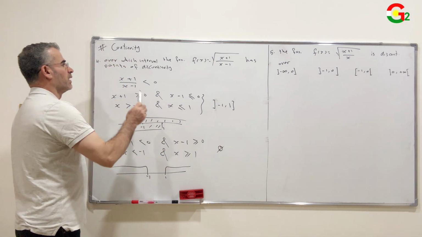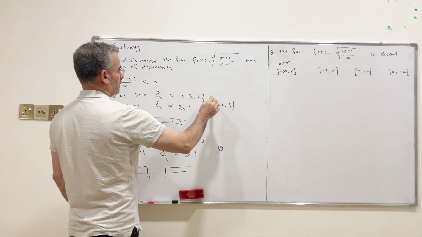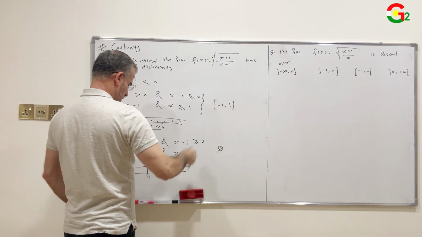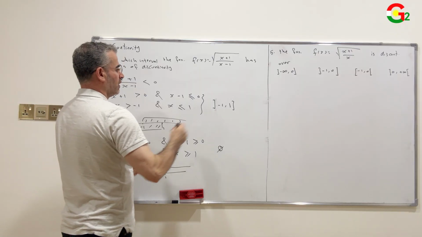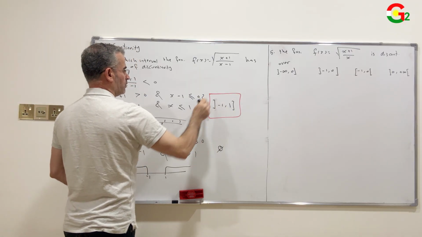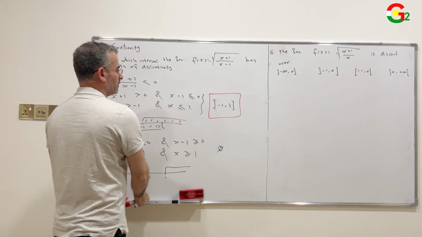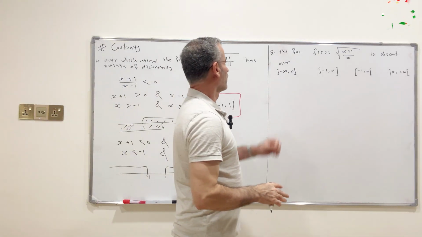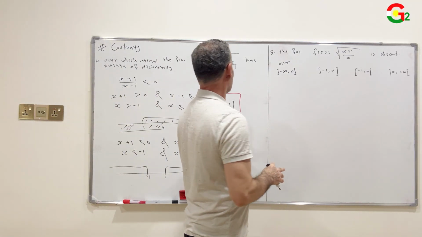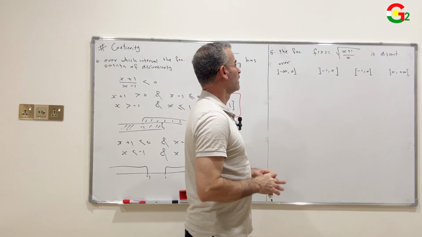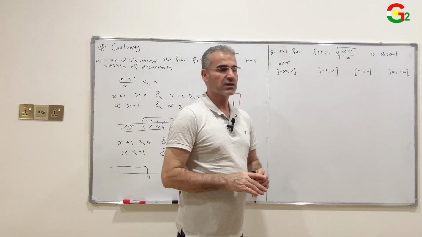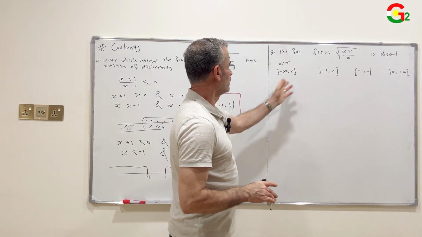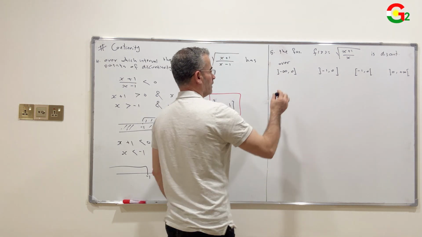Therefore, the interval of discontinuity for this function is -1 to 1, open from -1, closed from 1. Number 5, it is similar to number 4. The function f(x) = square root of (x + 1)/x is discontinuous over which of these following intervals?